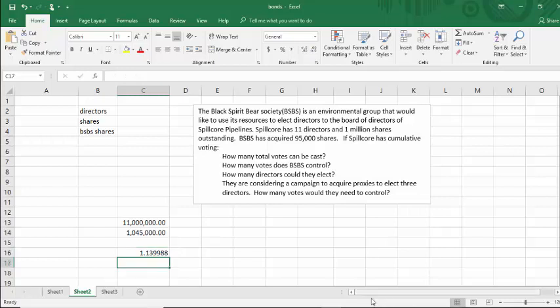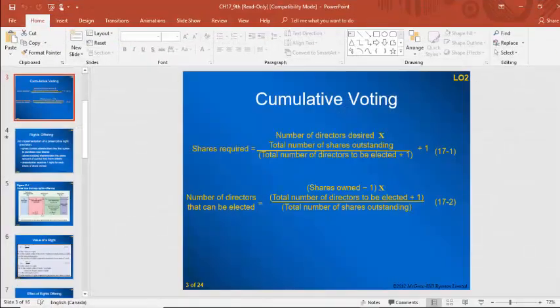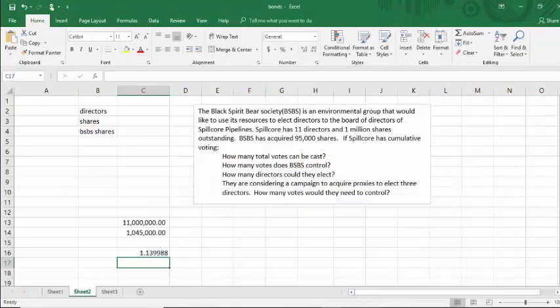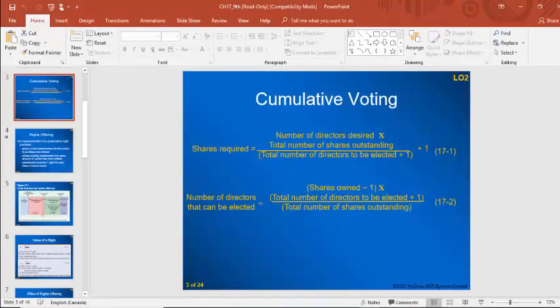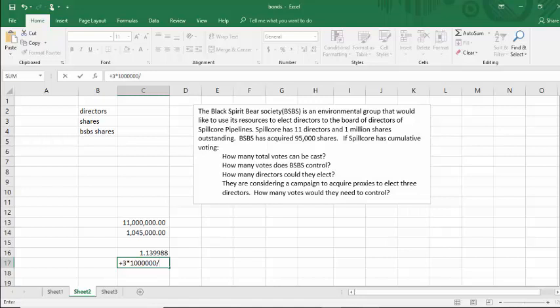Okay, so let's go back and we'll have a look at this. So we're looking at the first formula now, number of directors desired times total number of shares outstanding divided by the total number of directors to be elected plus 1. So they want 3 directors, and we multiply that by the total number of shares outstanding, and divide by the total number of directors to be elected plus 1. Let's go 11 plus 1. And then to all of this, we add 1 at the very end to get us 1 share above it.